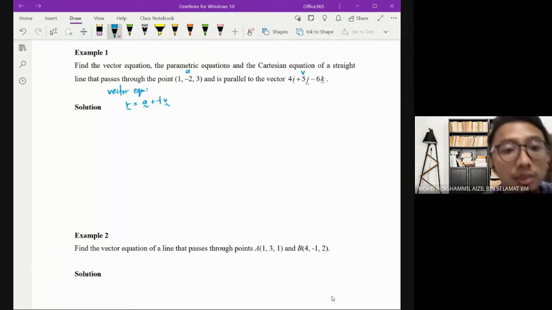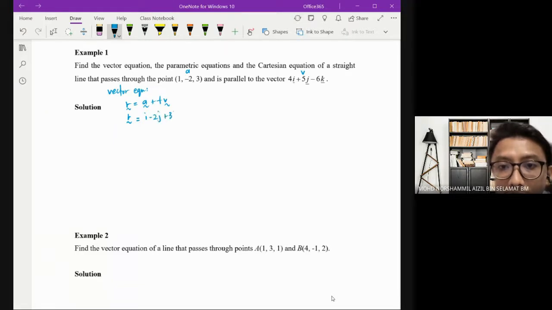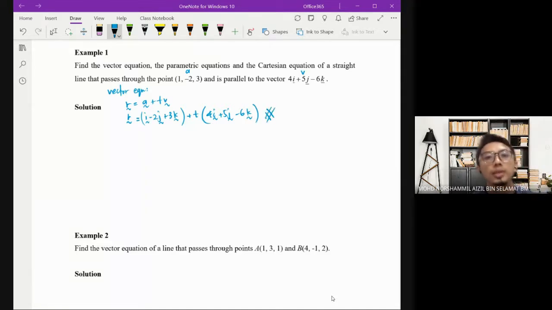T is only a number. R, A and V are vectors. So R will be, vector A is I minus 2J plus 3K, plus T times vector V, which is 4I plus 5J minus 6K. That's it. Vector equation is done.